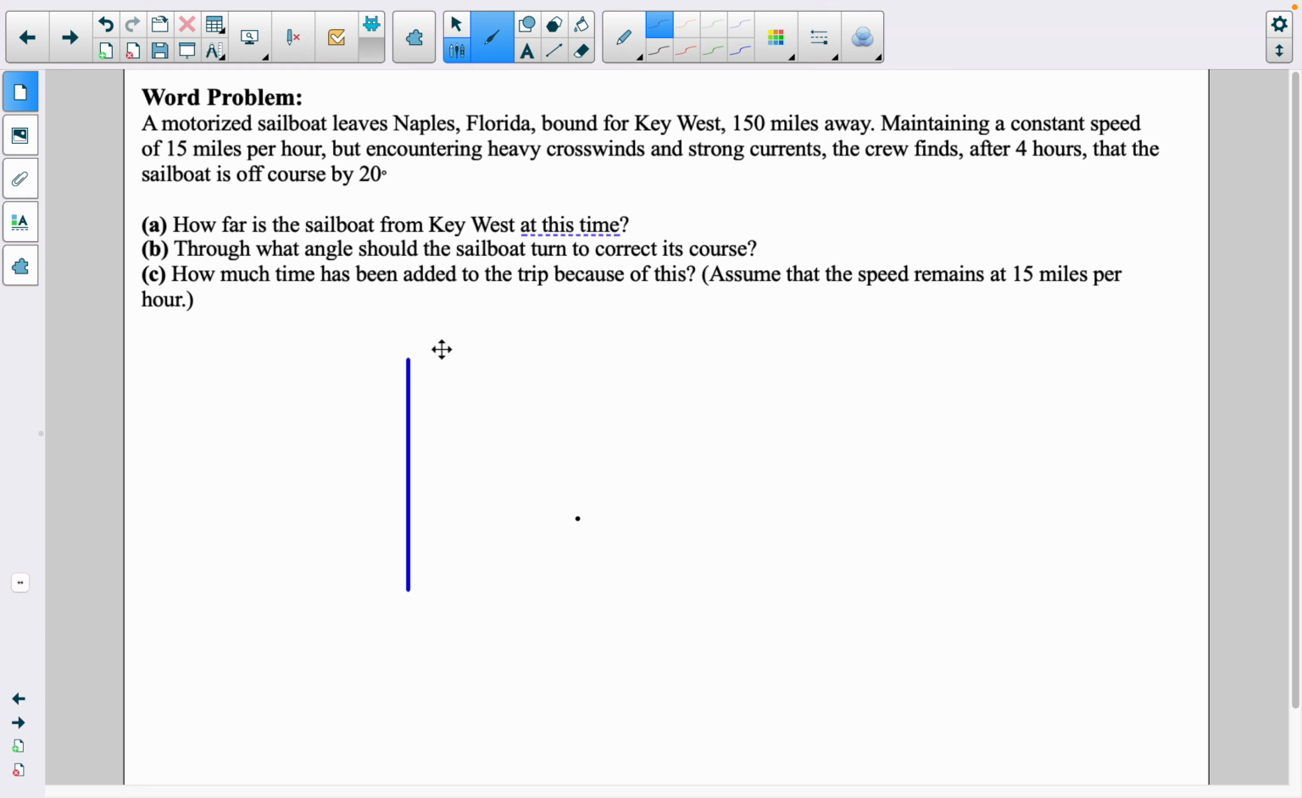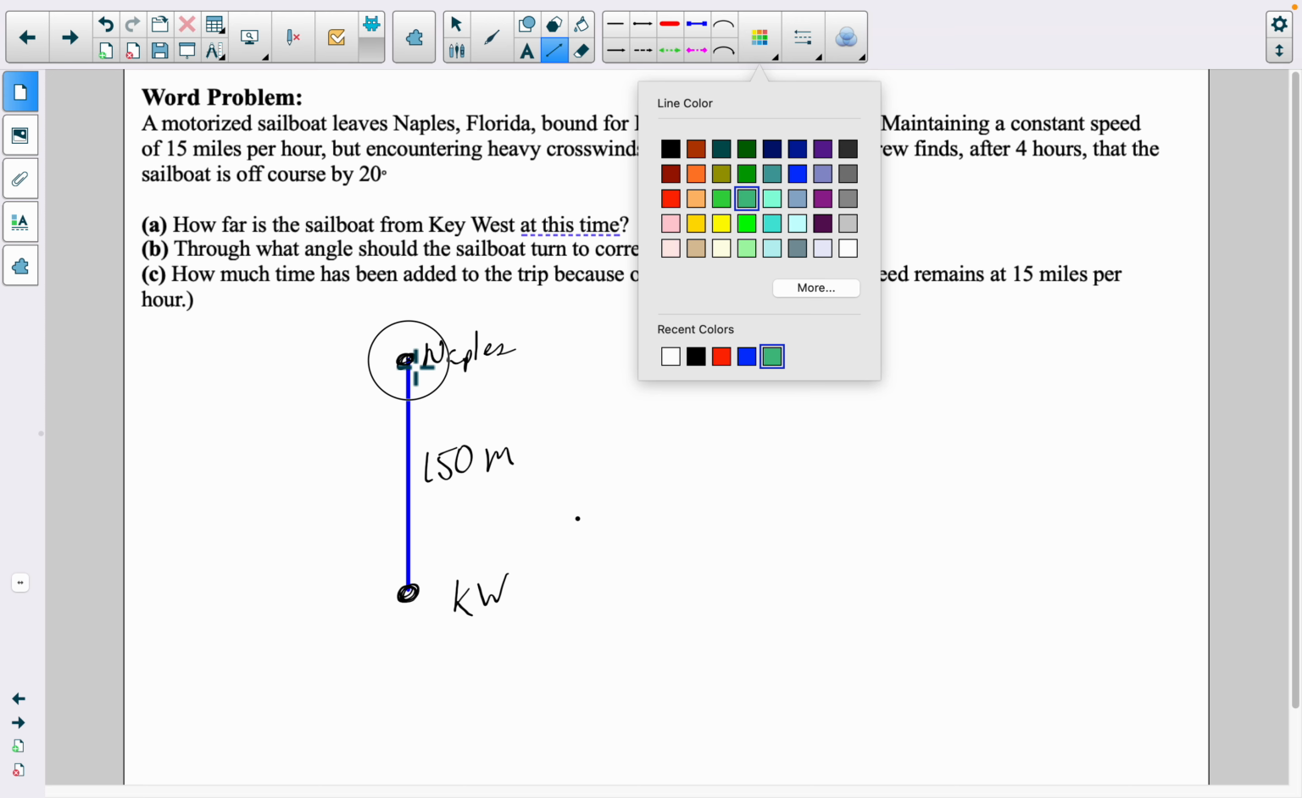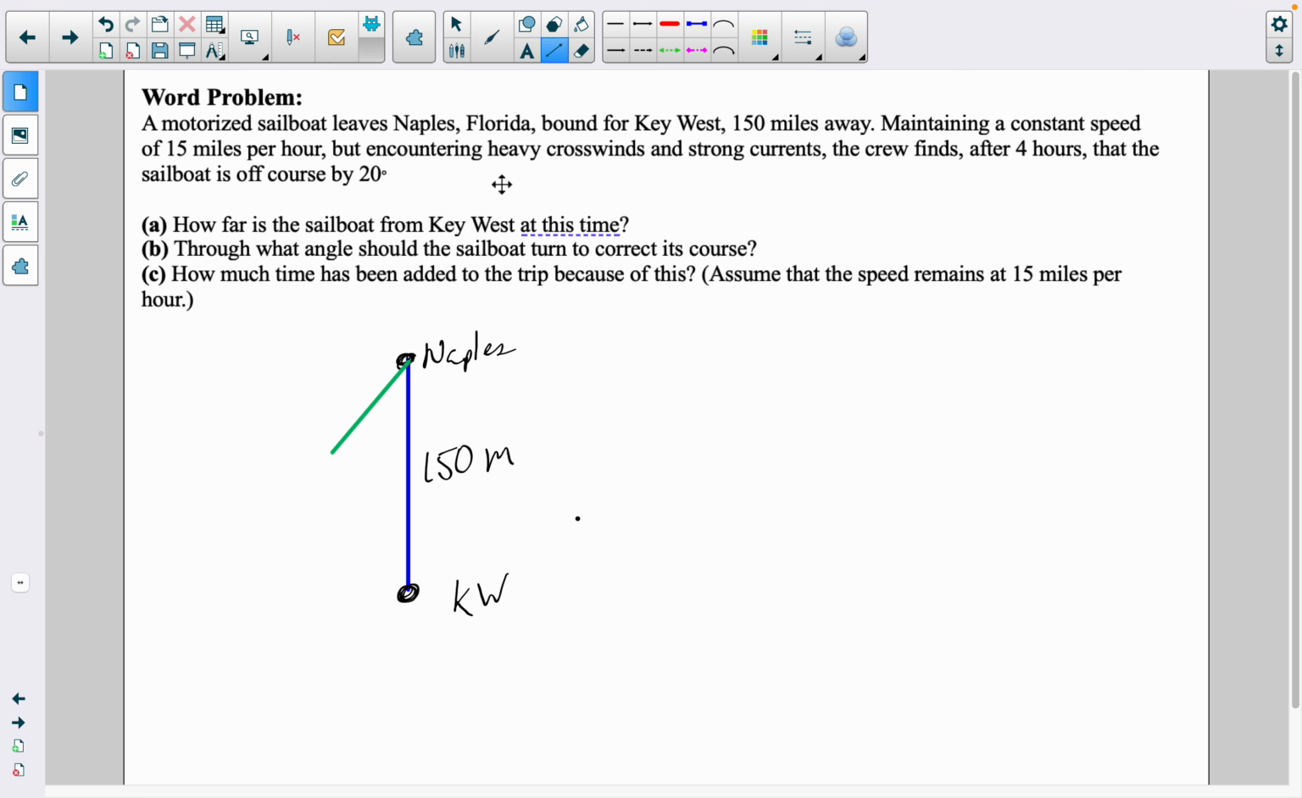So we can say this is Naples and this is Key West. And we know this is 150 miles. And what it says is that it veers off course by 20 degrees. I'm going to assume, let's say, it veers off to the left there. And so we now know that this in here is 20 degrees.